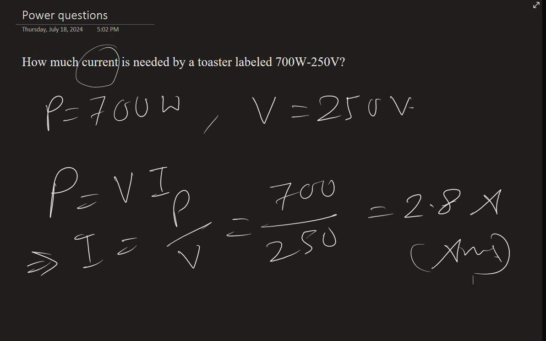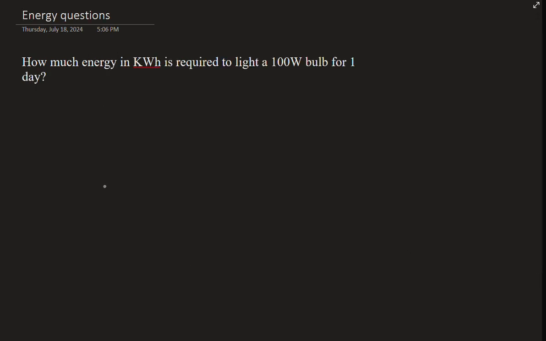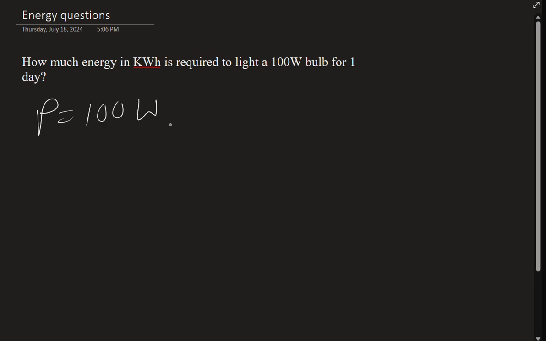Now let's go to energy questions. How much energy in kilowatt hour is required to light a 100 watt bulb for 1 day? Now let's see what we have. Power, so P is equal to 100 watts. And we have time, so T is equal to 1 day.